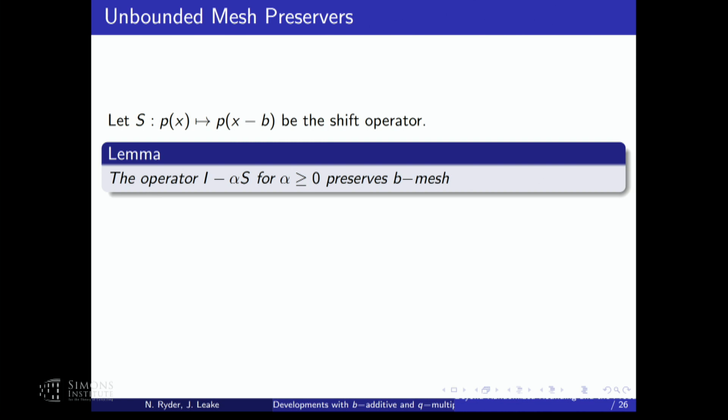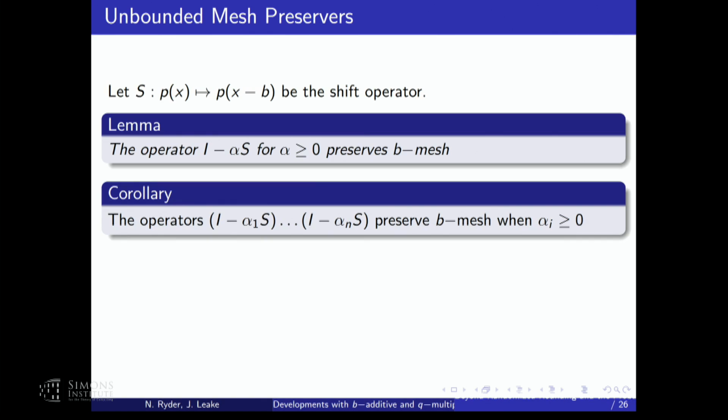So we can play the same game. So I'm going to call S the shift operator, here shifting to the right. And I can compose them. So now I get a polynomial in shift operators. And I see that this polynomial is going to preserve b mesh when the roots of this polynomial are positive or non-negative.